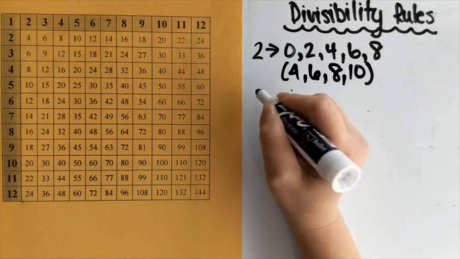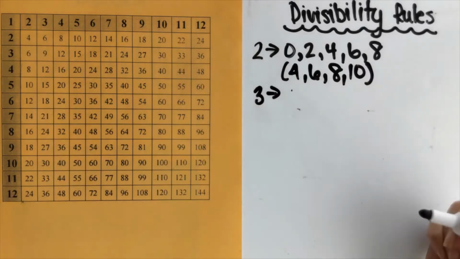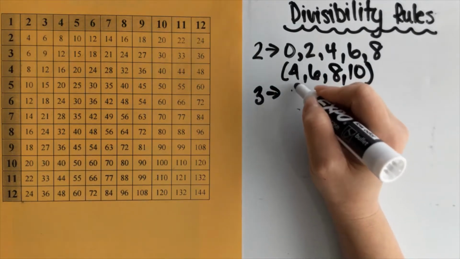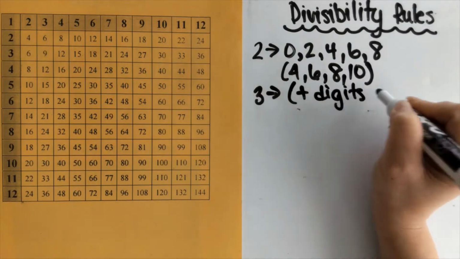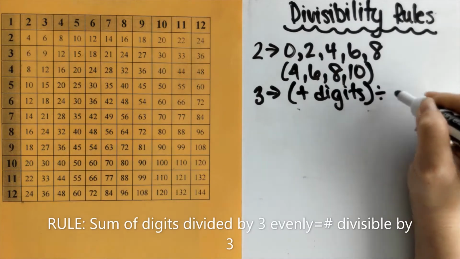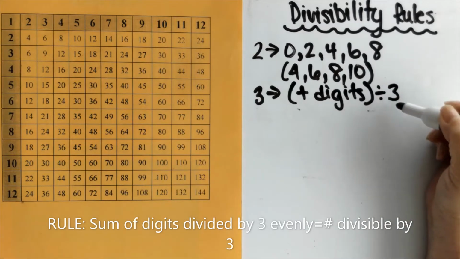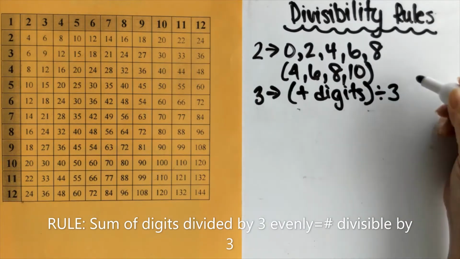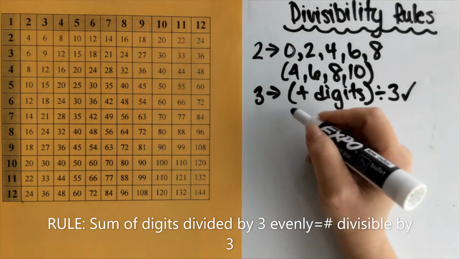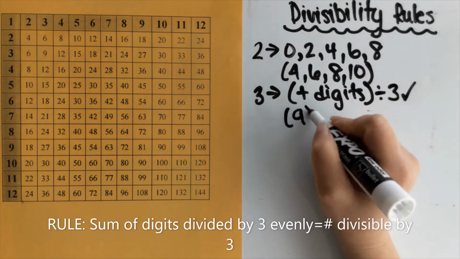Now, in order for us to see if a number is divisible by 3, we have to add the digits together. And I'm going to show you in a little bit how that works. After you've gotten the sum of the digits, you're going to divide it by 3. And if it divides evenly by 3, then that number is divisible by 3. And any number that's divisible by 3 will most likely also be divisible by 9.